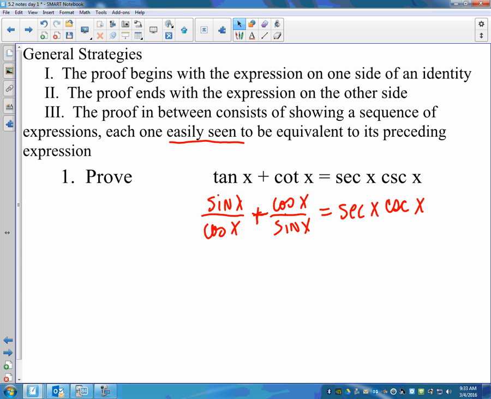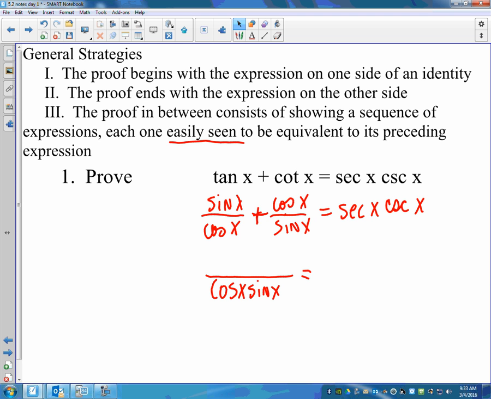Always a good strategy now that if I have fractions, what do you think I should do if I have two fractions added? Common denominator. And again, each step easily seen means that, like me, being a math person, I'm going to be able to see what you're doing here. So if you get a common denominator, in your next step you have written cosine x times sine x. I'm going to be able to see, oh, they got a common denominator, so you don't have to duplicate my steps here.